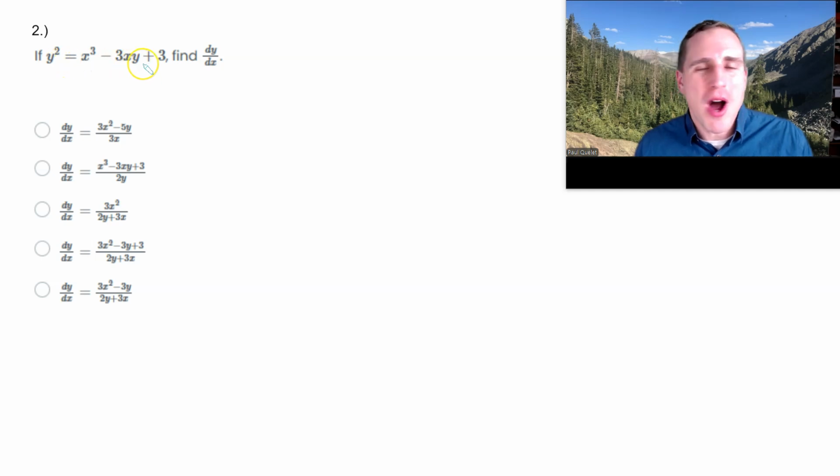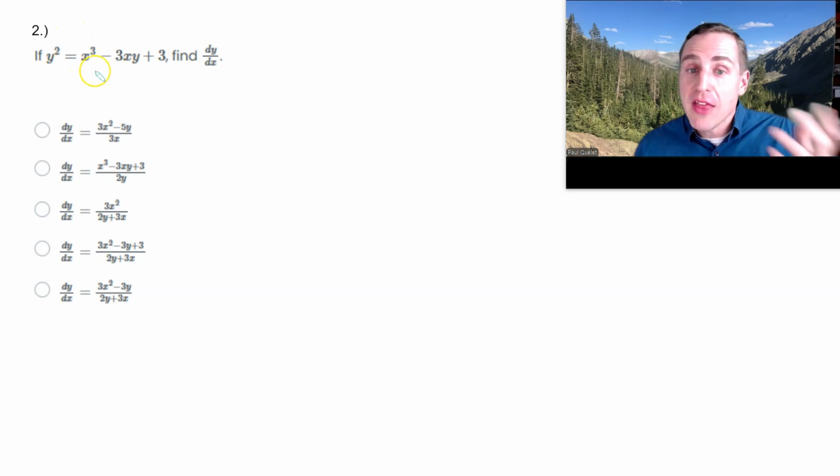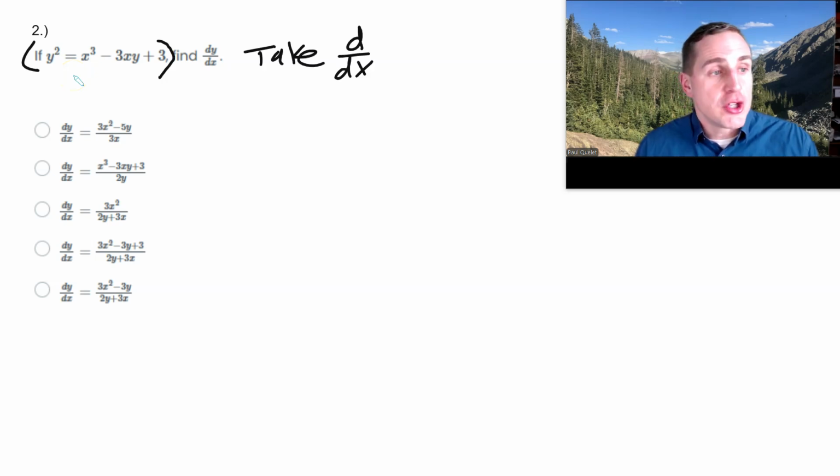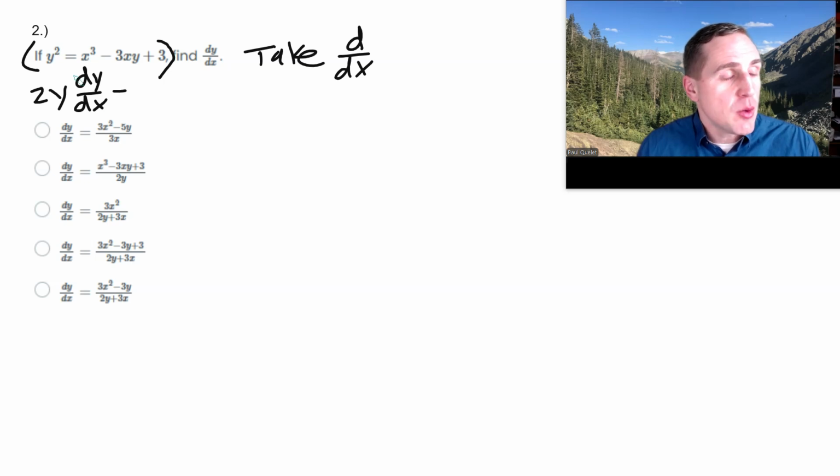But here you see that y is mixed in. So I think we're going to need to find dy/dx by using implicit differentiation. In other words, let's take d by dx of this entire equation, that is, the derivative with respect to x of this whole equation, and we'll solve for dy/dx. So taking d by dx, the derivative operator, we get 2y dy/dx equal to, now what's the derivative of x cubed? Well, that's going to be 3x squared.